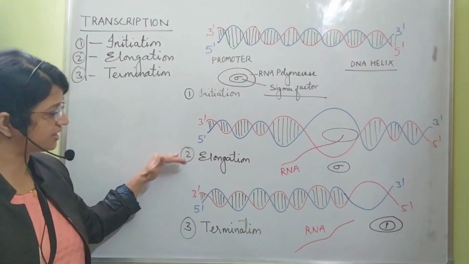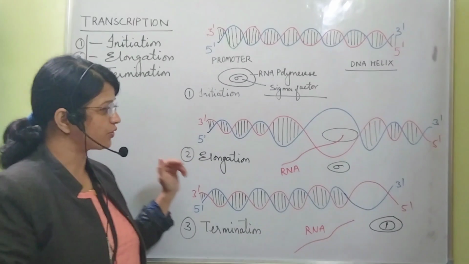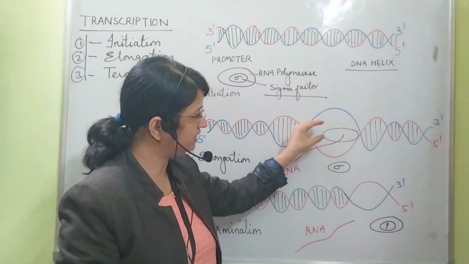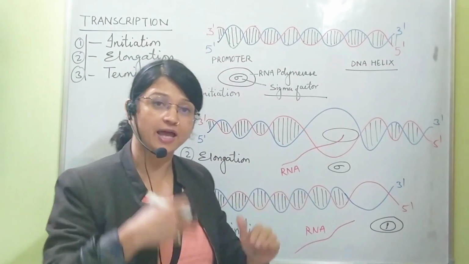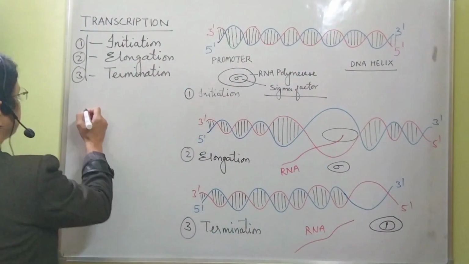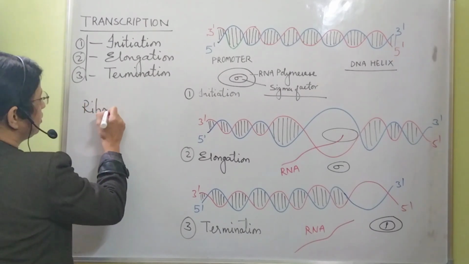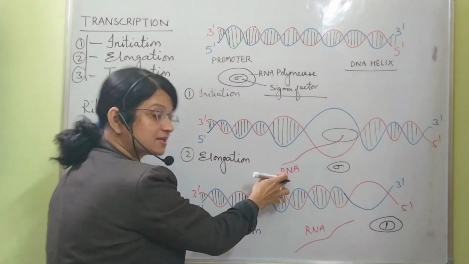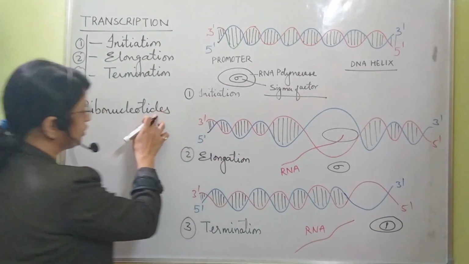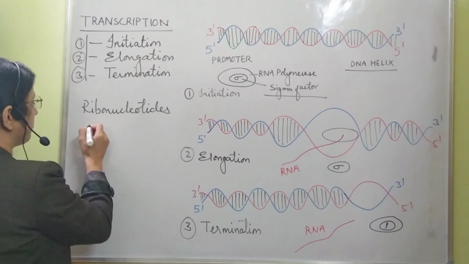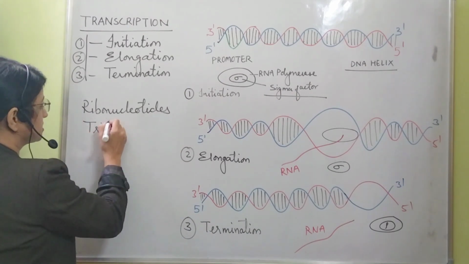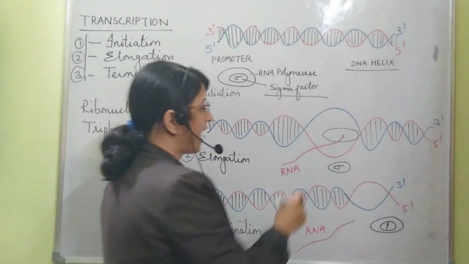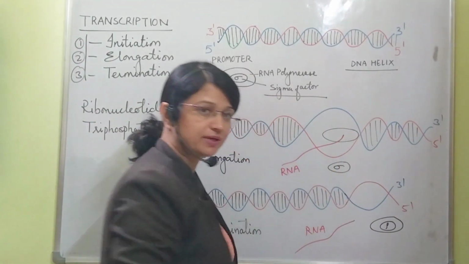The second step is elongation. During this process, what happens? When this RNA polymerase moves, it will break the hydrogen bonds. And the ribonucleotides, remember, ribonucleotides, because we have to synthesize RNA, which are present in the form of triphosphate, will come and lie opposite to the template strand.